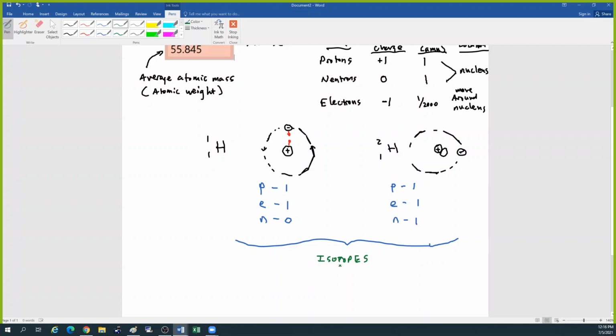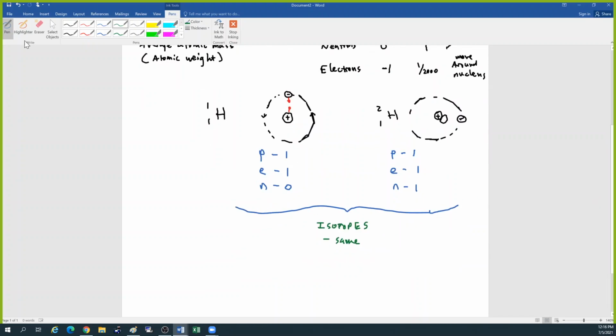So there's a couple ways we can define this. Well, really one way with a few extra words. Let me be careful here. Let me say that isotopes are atoms of the same element, and when we say same element, that means the same number of protons.